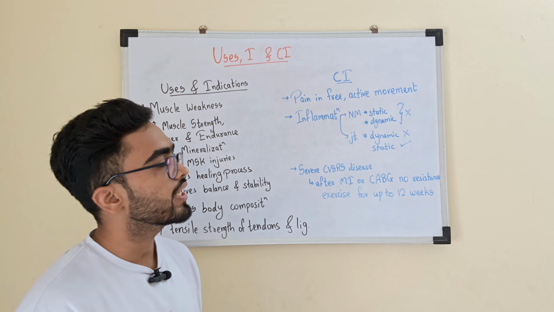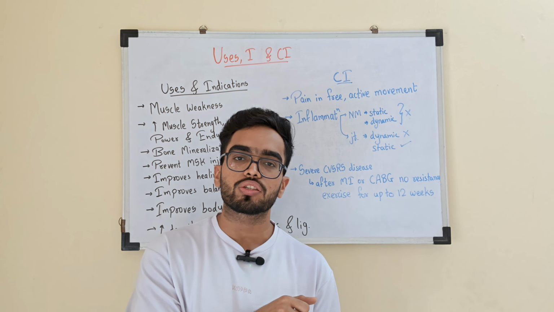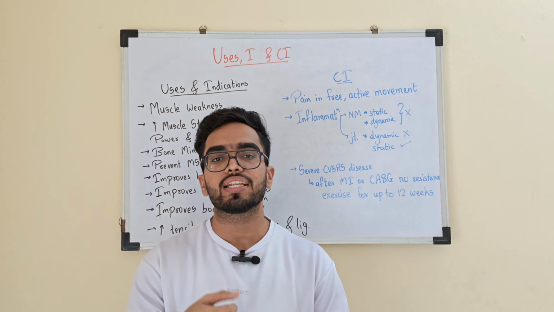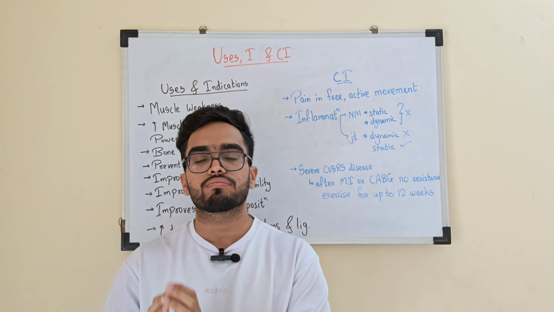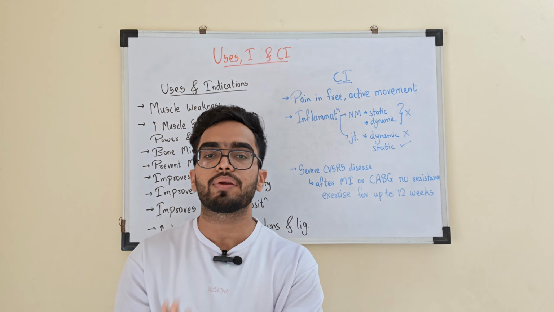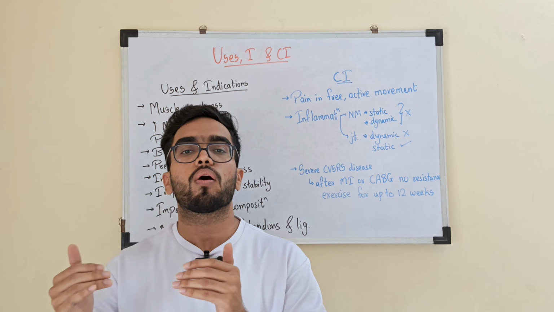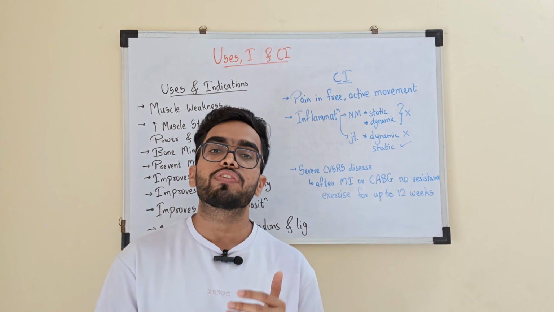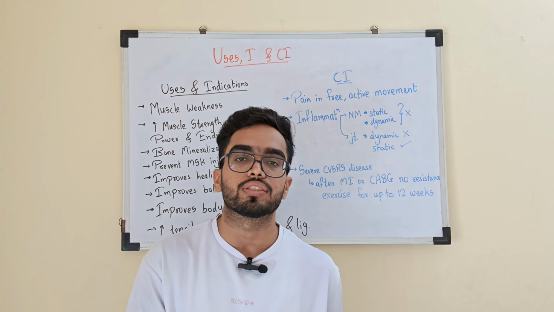Next is inflammatory conditions. In inflammatory conditions, we have two types, that is the neuromuscular inflammation and the joint inflammation. In neuromuscular inflammation, we should avoid both static and dynamic exercises, but in joint inflammation, we should avoid only the dynamic exercises, but we can give the static exercises to prevent the atrophy of the muscles.